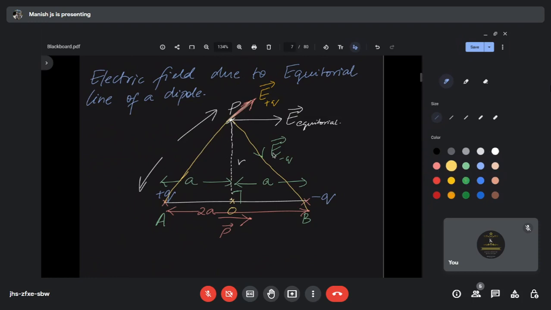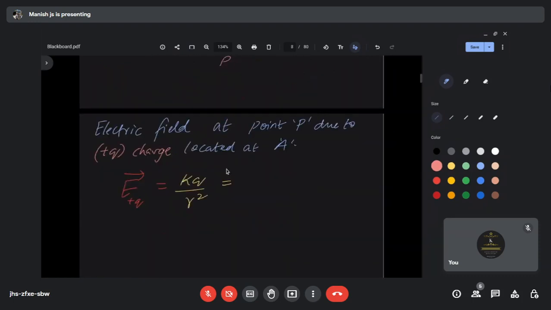You have to apply the Pythagorean rule. So what would be the formula? It's under root of OA square plus OP square, which is a square plus r square. This is what you get. So I go and substitute that. I will get k times plus Q over root of a square plus r square. But don't forget, we also have a whole square term. So what will finally happen? The root will go away. So you will get kq upon r square plus a square.